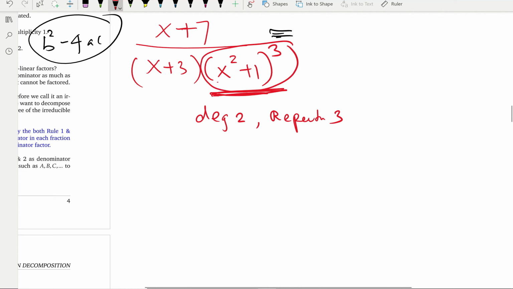Read it as x squared plus 1 repeated 3 times. That means a degree 2 polynomial repeated 3 times, okay? That is how you should read it. Okay, so moving on, how do you write the decomposition?